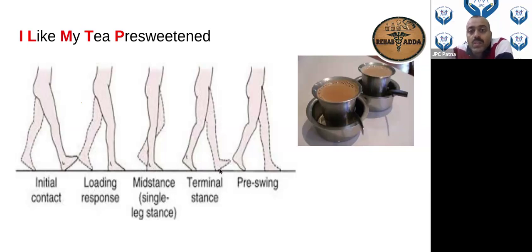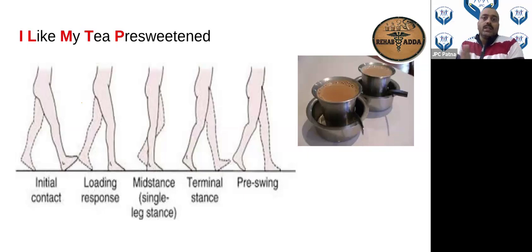In the pre-swing, what is happening to the contralateral leg? If you look at the contralateral leg, it is in touch with the ground. Now what is happening to the same side of the leg? The heel has completely raised, only the toe is touching. That is the pre-swing. Till that point is the pre-swing.